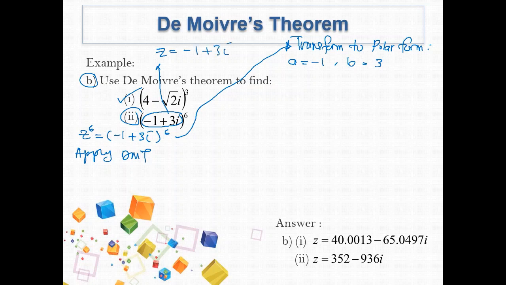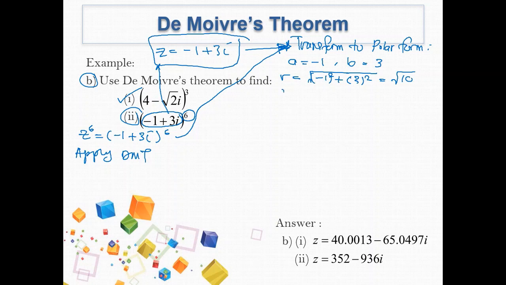Now the question asks you to find z to the power of 6, where this is only your z. So based on this, you transform first to polar form. Your a is -1, b is 3. So to transform to polar form, you need the r. So it is -1 to the power of 2 plus 3 to the power of 2. That will give you square root of 10.